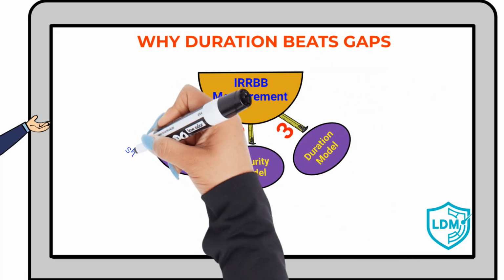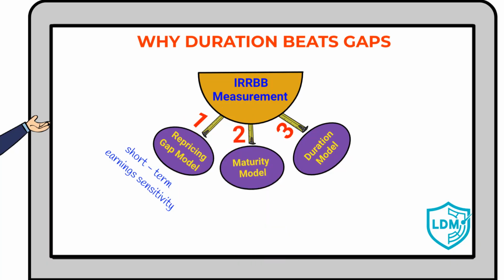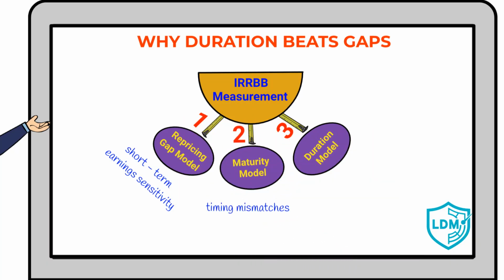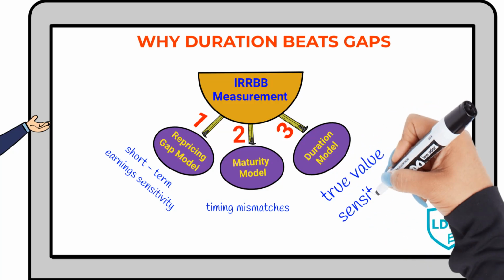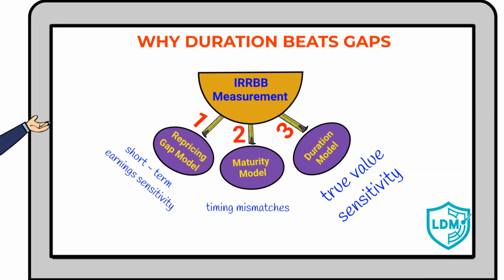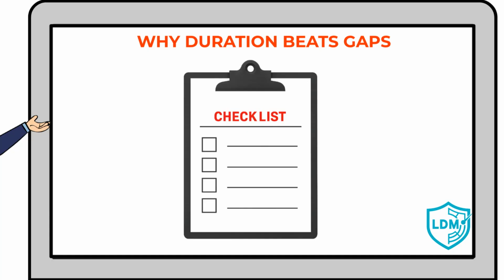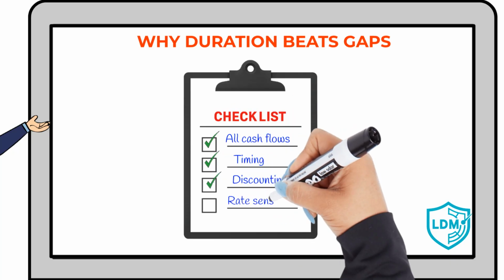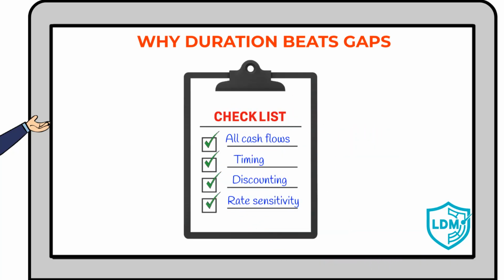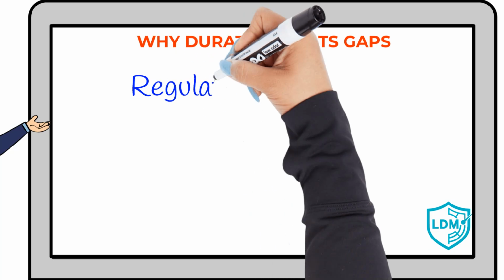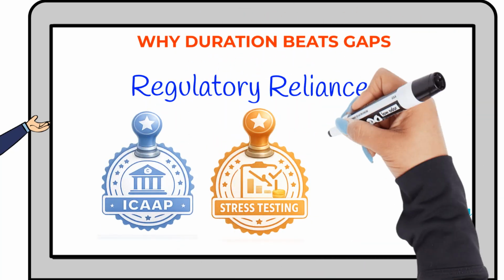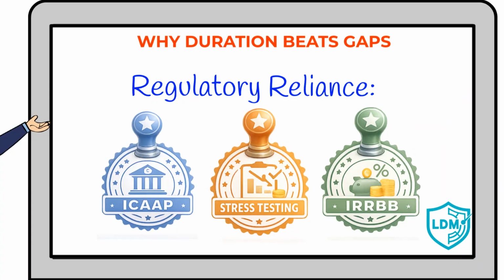Repricing gap shows short-term earnings sensitivity. Maturity gap shows timing mismatches, but duration shows true value sensitivity. It captures all future cash flows, their timing, their discounting, their sensitivity to rate changes. Duration is the method regulators rely on for ICAAP, stress testing, and long-term IRRBB assessment.